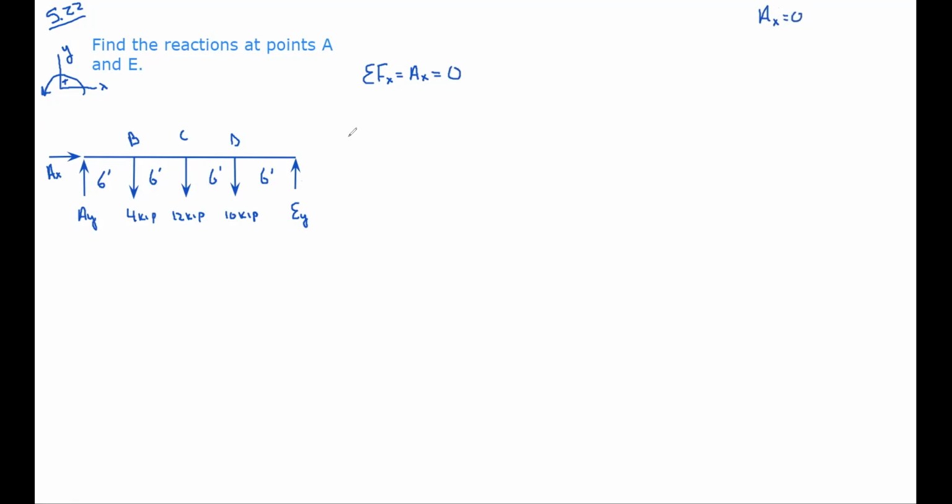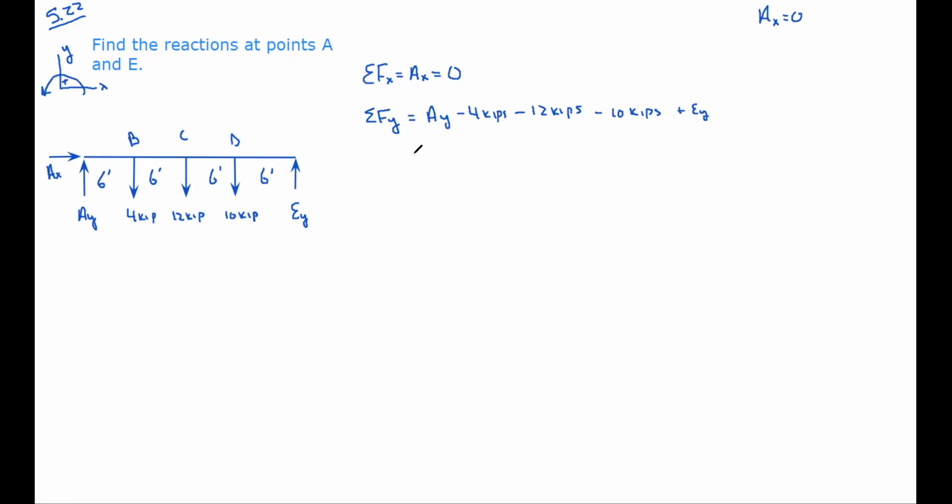I'll just go through the progression as I've done on the other problems. Summation of the forces in the y direction equals positive AY minus 4 kips, that's at point B, minus 12 kips, which comes off of point C, minus 10 kips, which is the force being applied at point D, plus the reaction at point E, which is a vertical reaction in the up direction.